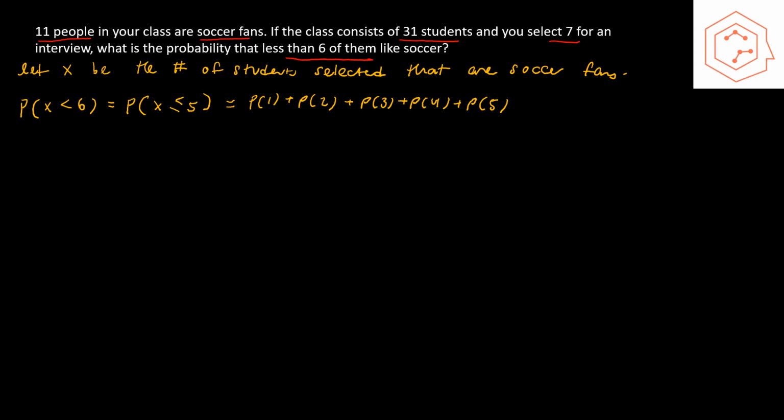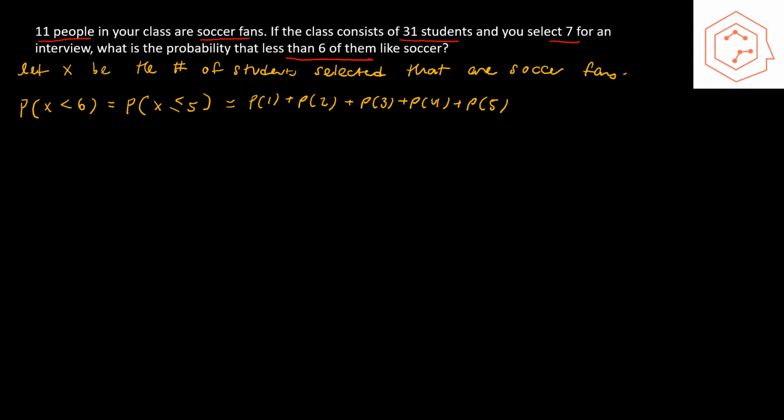Now normally, once we get to this step, we'd have to do the hypergeometric distribution for each one of these. So we'd have to perform the hypergeometric distribution 5 times, add them all up, and that would be our answer. But that's a lengthy calculation and it wastes a lot of time.